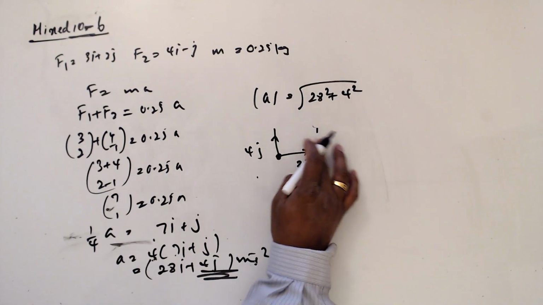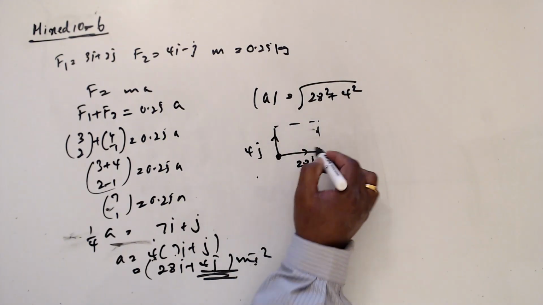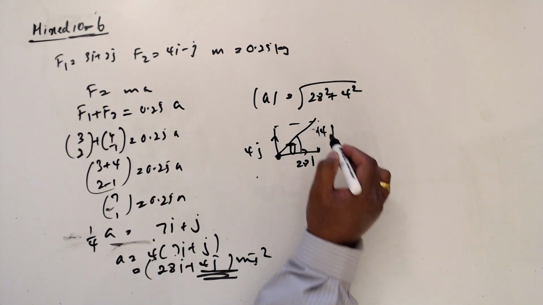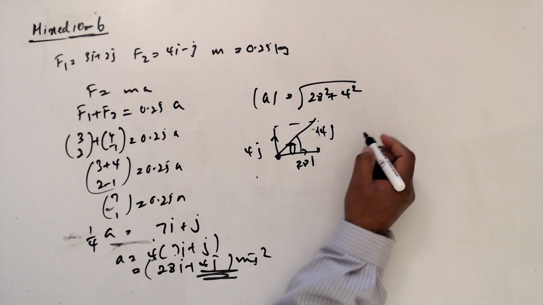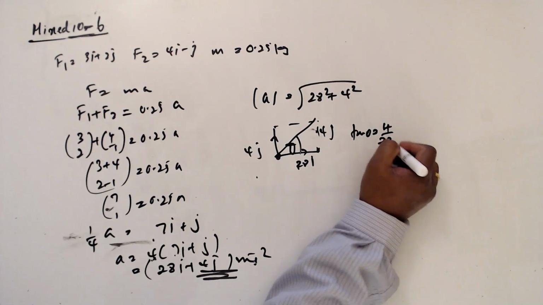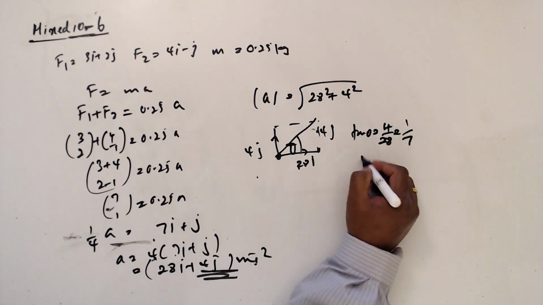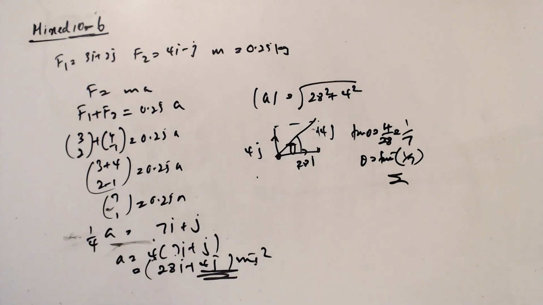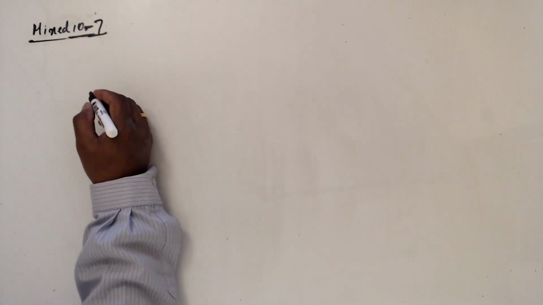So we'll take this as theta, for this is 4j. Tan theta equals 4 divided by 28, which is 1 over 7. Theta equals tan inverse 1 over 7. Question number 7.